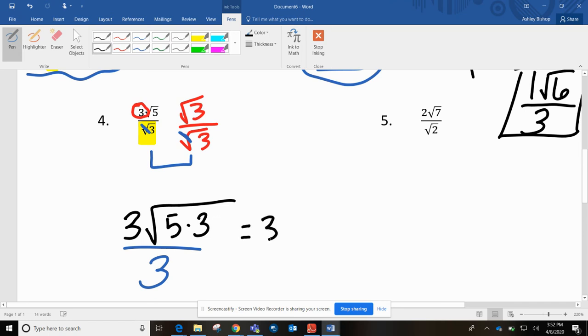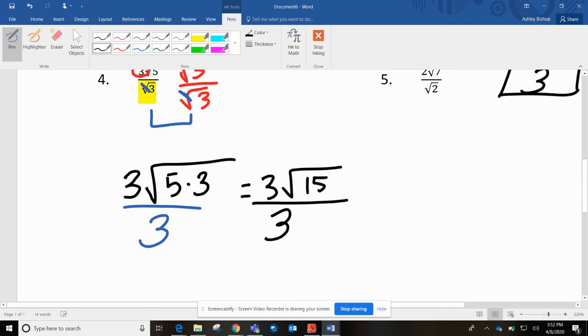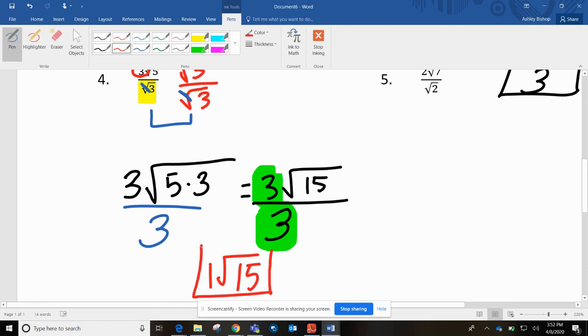I have 3 times the square root. 5 times 3 is 15, so I'm going to clean that up. Divided by 3. Okay, and then I am going to simplify. I'm going to ask myself, do these 2 numbers outside simplify at all? And they do simplify. 3 divided by 3 is just 1. So 1 times the square root of 15. And if you don't want to put the 1, you don't have to.